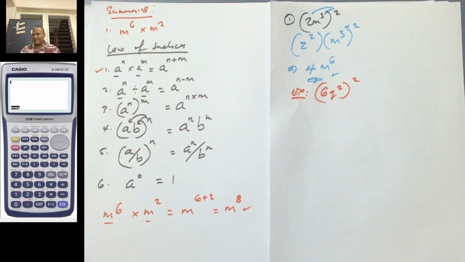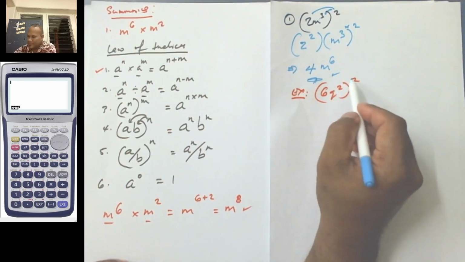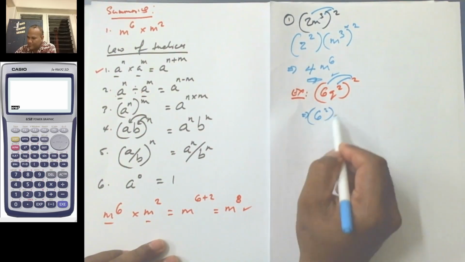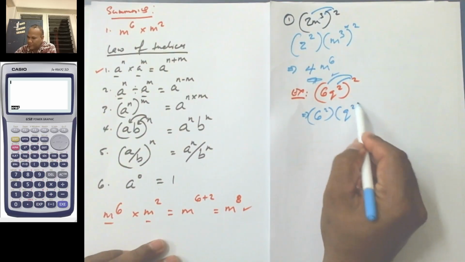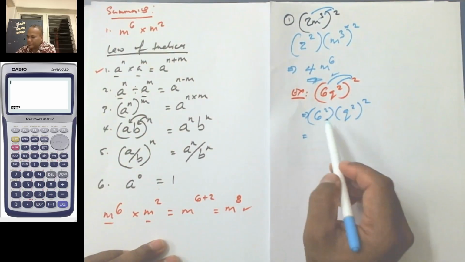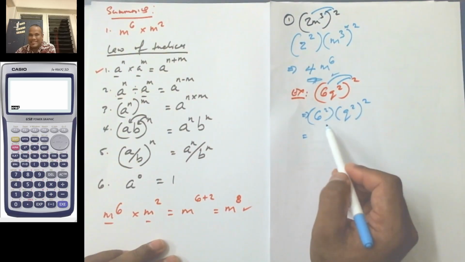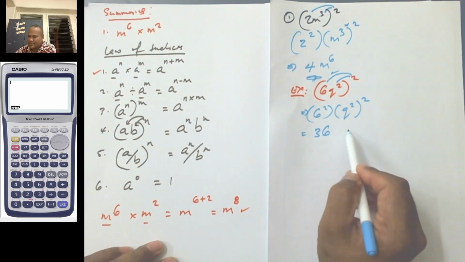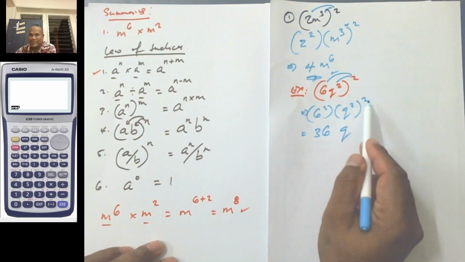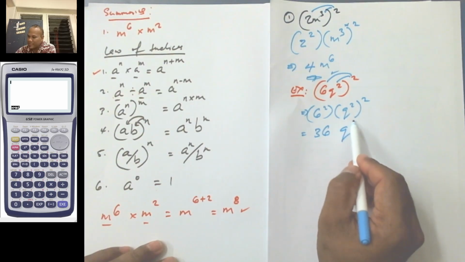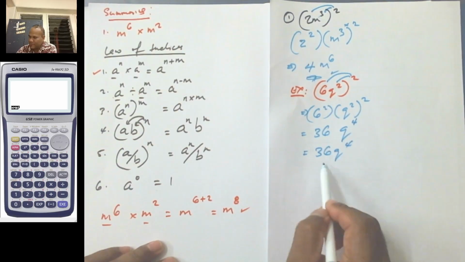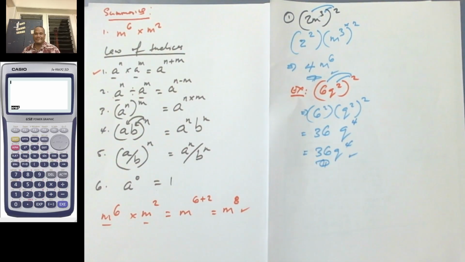Okay, let's try and solve that. So same concept, we'll go here and also here. So this is 6 squared into q squared raised to the power of 2. 6 to the power of 2 is 36. So this is 36. Q, a power raised to another power: 2 times 2 is 4. So the answer here is 36q to the power of 4. And that is your answer.